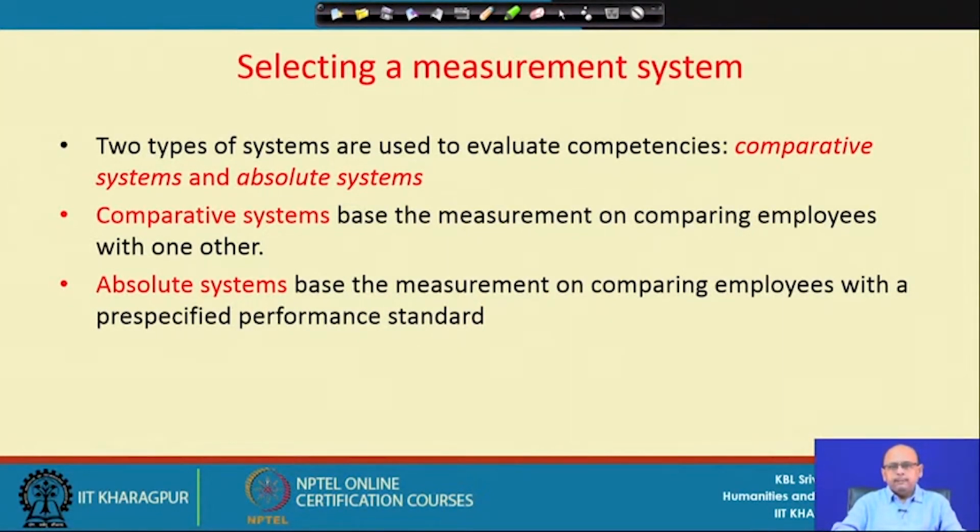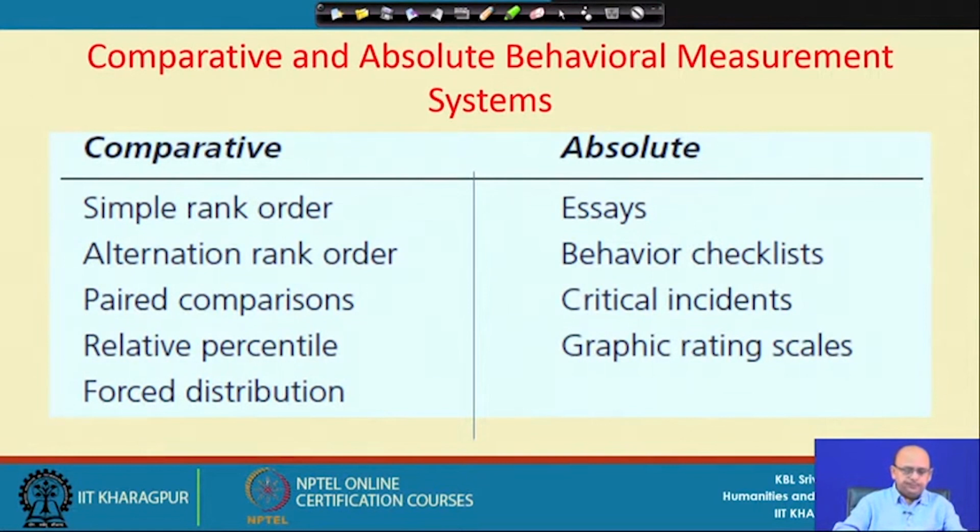But in an absolute system, we do not compare the performance with each other. We have already specified performance standards, like we say that 80 is the mark above which you get an A grade, 70 is the mark against which you will be compared, and if you get 70 and above you get a B grade. So in this case you are following an absolute system, where you compare an individual against a pre-specified performance standard and measure his performance, right. This is the difference between a comparative system and an absolute system.